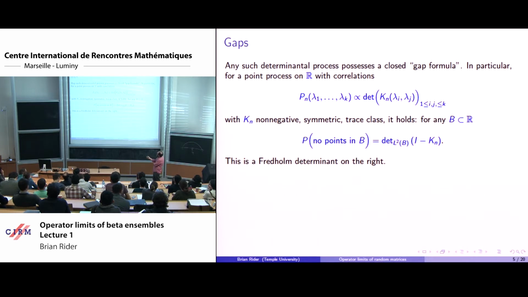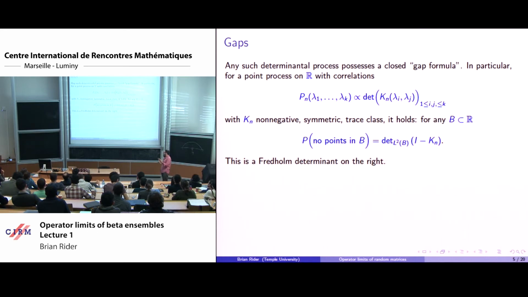If you want to compute the probability that you don't see any points in some set B, this is given by another determinant, and it is a Fredholm determinant. You take your kernel, you view it as an operator on L2 that defines one, and you look at the Fredholm determinant of identity minus that kernel acting on L2 of the set B in question. All right? Fine.